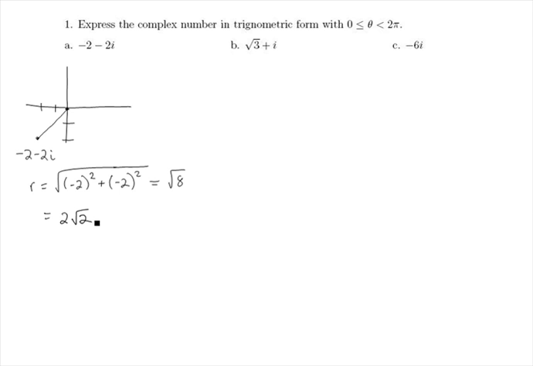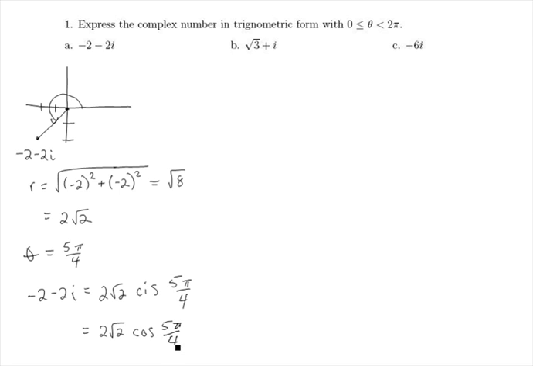The second part in this problem is to figure out what this angle is here. But we know that's just pi over 4 more than pi, so the angle is 5 pi over 4. So we can write this complex number as 2 radical 2 cis 5 pi over 4, where cis is just a shorthand for cosine of 5 pi over 4 plus i sine of 5 pi over 4.